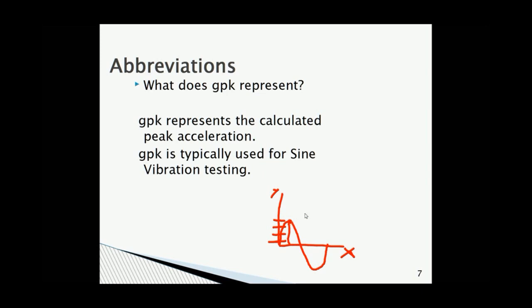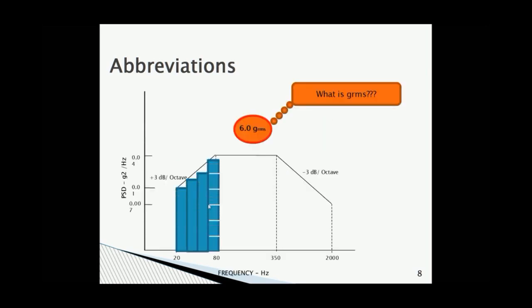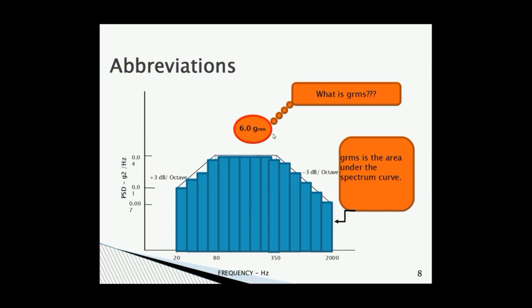Now, moving on, what does GRMS represent? GRMS is the total acceleration content for a random vibration test. What does this mean? This means G's RMS is the area under the curve of your test profile. So underneath the spectral line, you would use integration to calculate your GRMS. Now, if the shape is simple enough, which it is for this given spectrum curve, you could use geometry. You could use areas of a triangle and areas of a rectangle to find your GRMS. It is just a simple area under the curve problem.